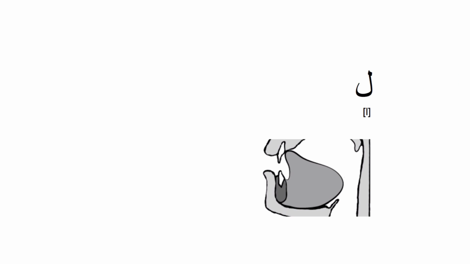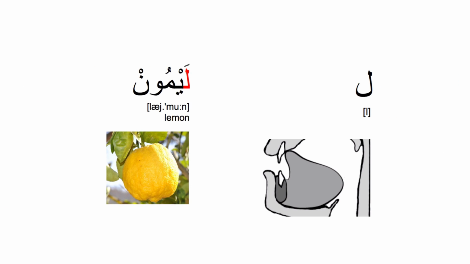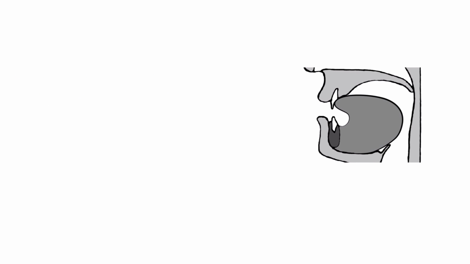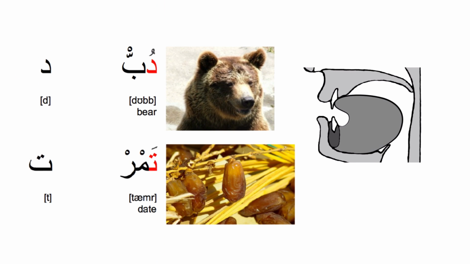We then went to sounds that were modifications of sounds that you do already know. First, we talked about l as in laymoon, which is an L made with only the tip of your tongue. The back goes down. And that is the normal L you're going to be using throughout Arabic. Then came d and t, as in dub and tamr. These two sounds are really similar to English's D and T, but the tongue is a bit further forward. It's touching your upper teeth.